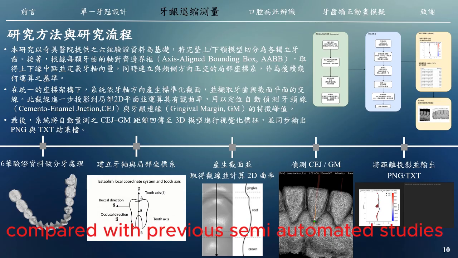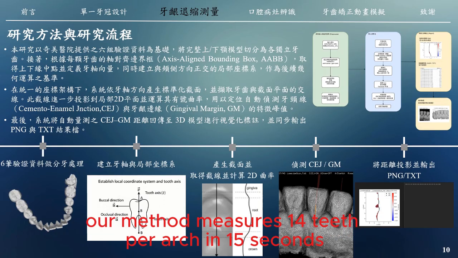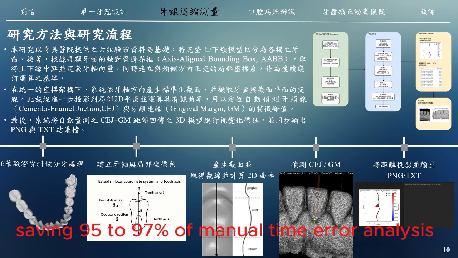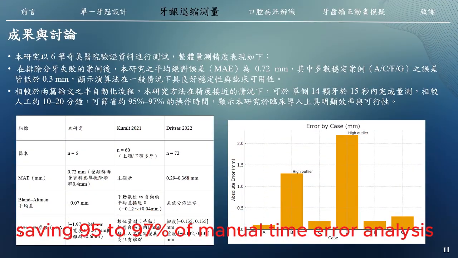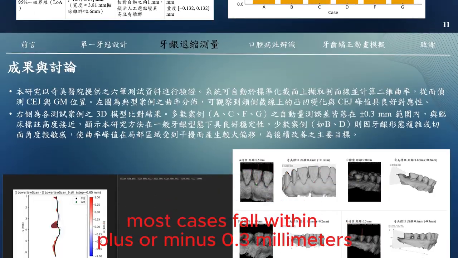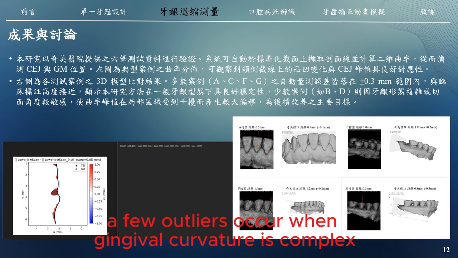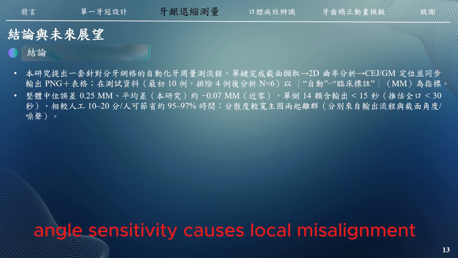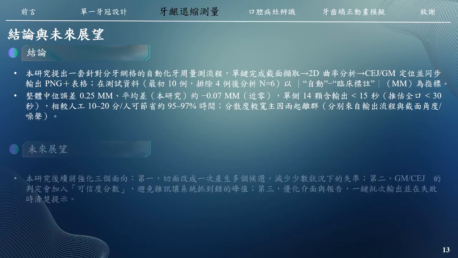Compared with previous semi-automated studies, our method measures 14 teeth per arch in 15 seconds, saving 95 to 97% of manual time. Error analysis: most cases fall within plus or minus 0.3 millimeters. A few outliers occur when gingival curvature is complex or when slice angle sensitivity causes local misalignment.